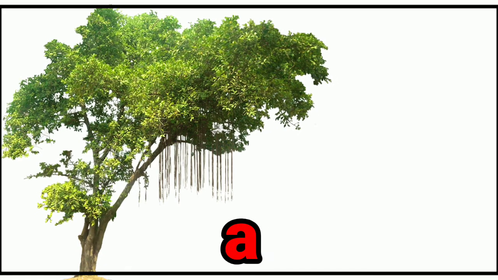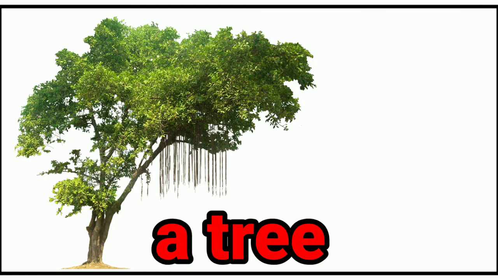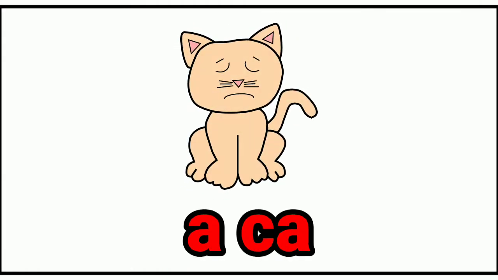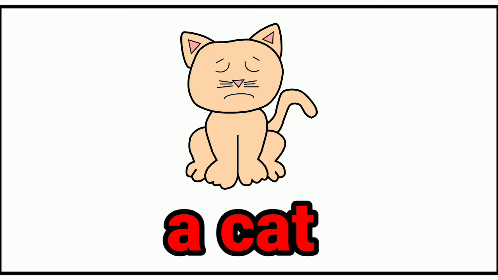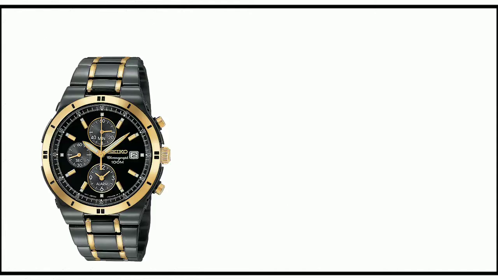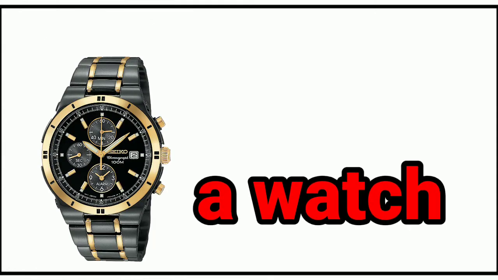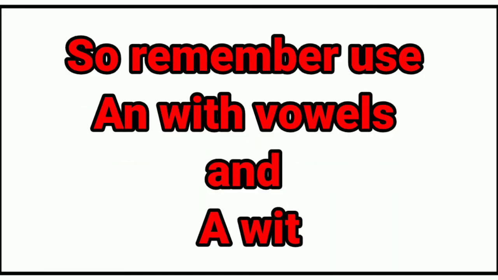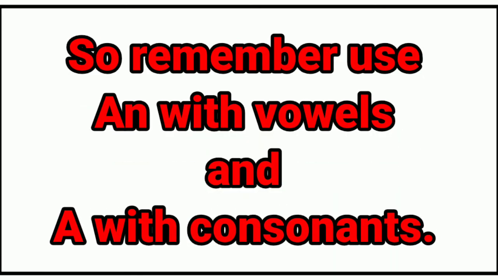Now see a word activity. Tree, a tree. Cat, a cat. Bag, a bag. Boy, a boy. Watch, a watch. So remember, use an with vowels and a with consonants.